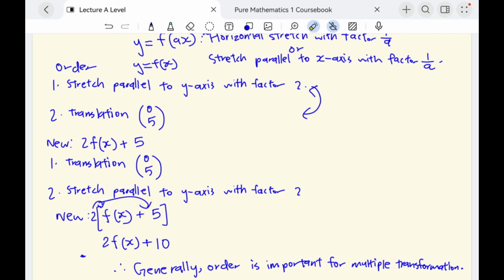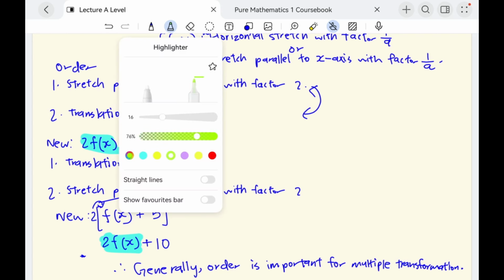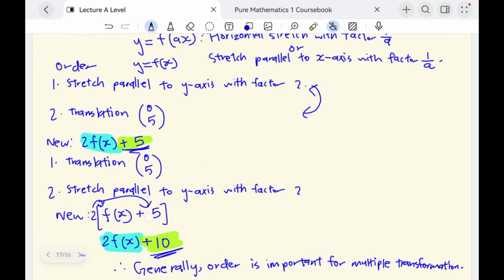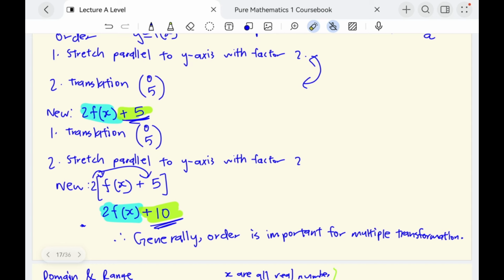So what's the difference you can see? You can compare. Although there's a 2f(x) at both sides with the swapped order, you can see that there's a different constant. So what does this indicate to you? I've summarized it here. That means generally order is important for multiple transformations.